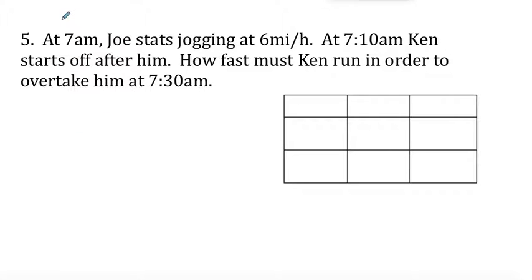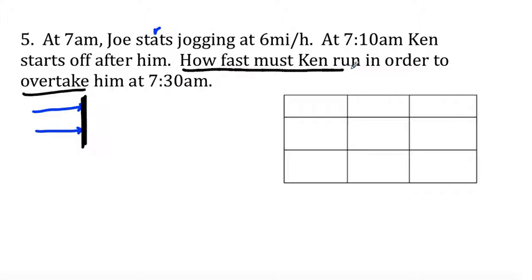At 7 a.m., Joe starts jogging at 6 miles an hour. At 7:10, Ken starts off after him. How fast must Ken run in order to overtake him at 7:30? Okay, so they're actually going in the same direction. So it's the same direction question, and we're looking for where their distances are going to be equal because I've got that word overtake. It means where they're at the same place. All right, so we've got Joe and we've got Ken, and it says how fast must Ken run? So that is what we're looking for.